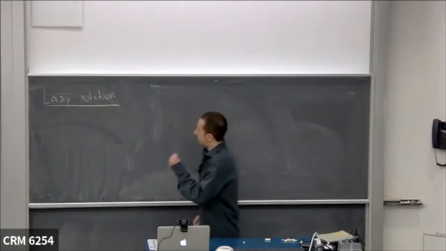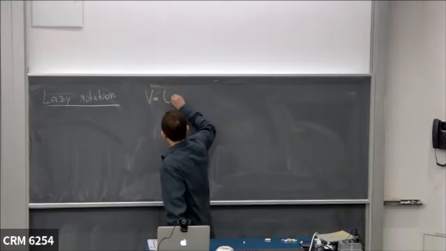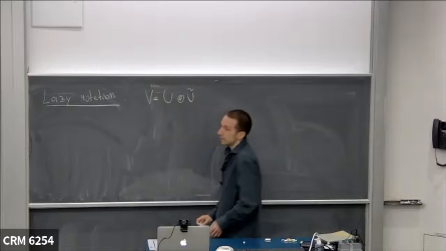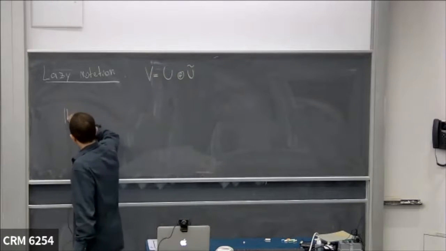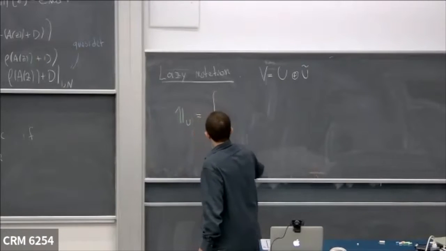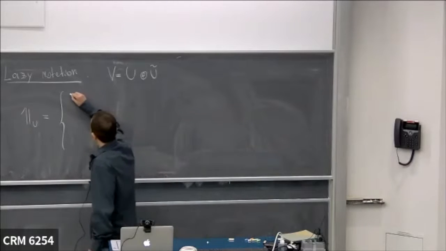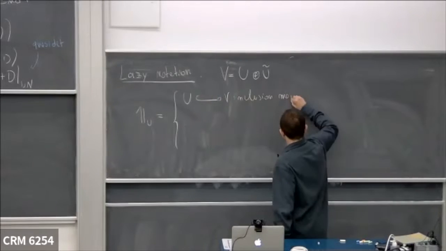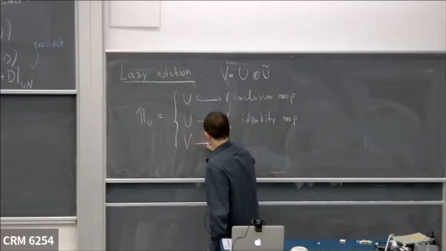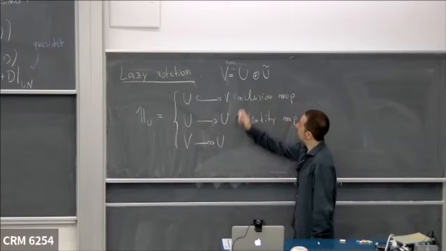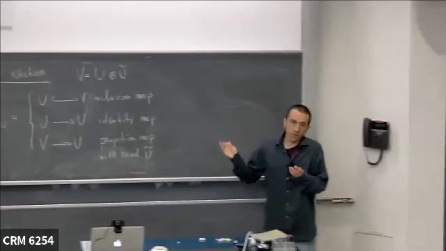So let me write this notation. It's a lazy notation. If V is the direct sum of two vector spaces, let's say U and U tilde, let's denote with this symbol the identity of U, which will denote three objects. That's why it's called the lazy notation. It's either just the inclusion map, or the identity map, or the projection map with respect to this decomposition, so the kernel will be U tilde. If you think a little bit, they're all the same map.